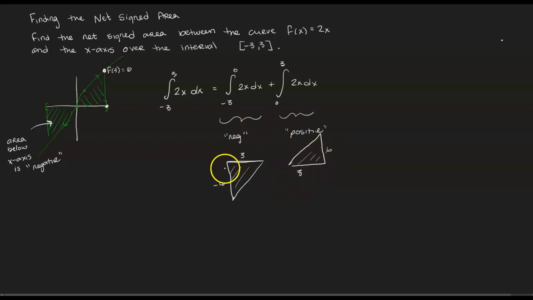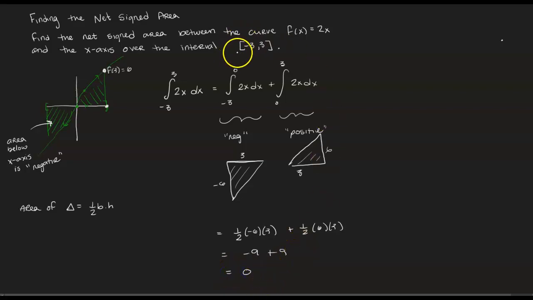And so we can do our negative area, using the area of a triangle. Hopefully we remember that. It's 1/2 base times height. So 1/2 times -6 times 3. And then for the second triangle, it would be 1/2 times +6 times 3. In other words, we have -9 plus +9, which is 0.